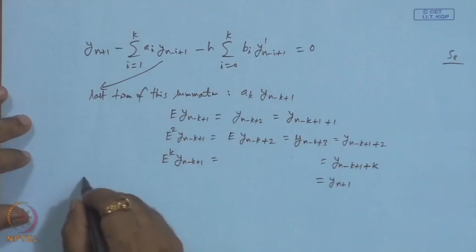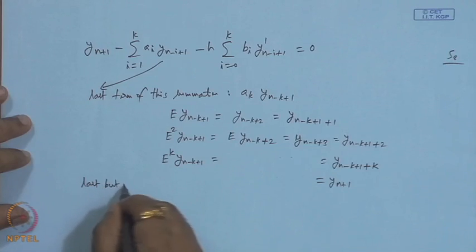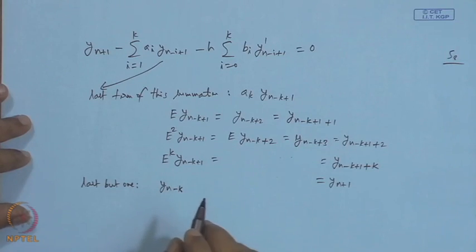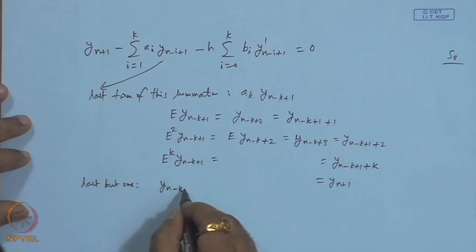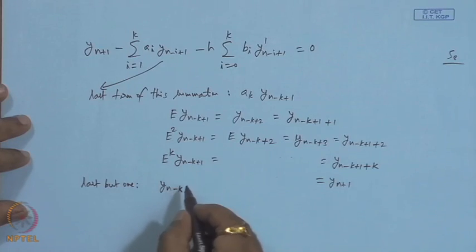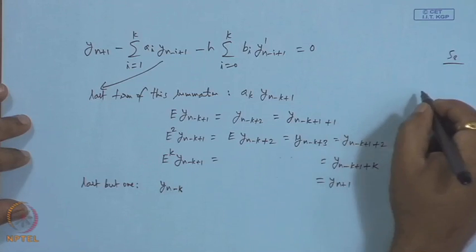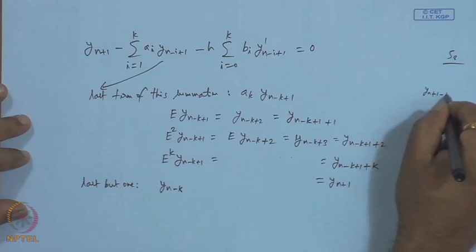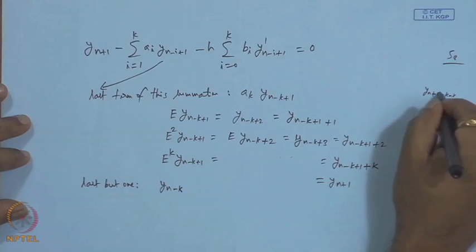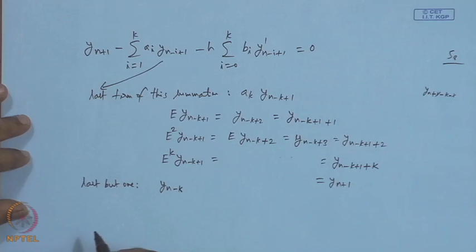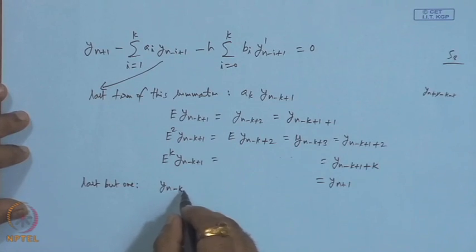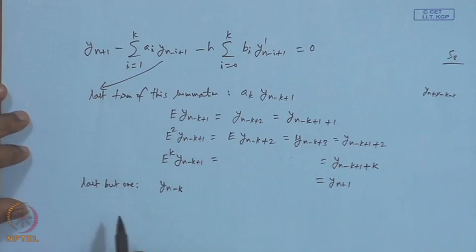What is the last but one? The last but one term contains y n minus k, y n minus k minus 1. So, what will be the last term? y n minus k minus 1. It will be this. Now, how do we express this in terms of y n plus 1?